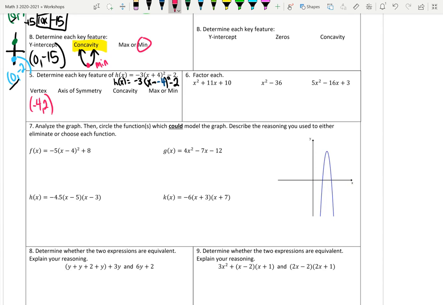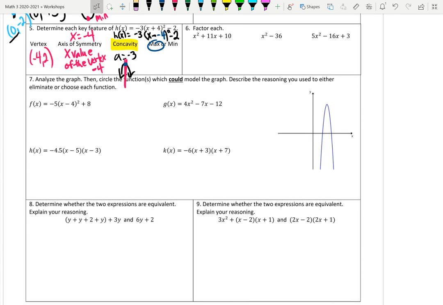Okay, axis of symmetry. To build this picture, is it concave up or concave down? Since it is negative, it is going to be concave down. The axis of symmetry is where the vertex cuts it in half. It is always going to be the x value of the vertex, which is -4. So x equals -4. Finally, is it going to be a max or min? I look at my concavity. The vertex is at the top, so it is going to be a maximum.